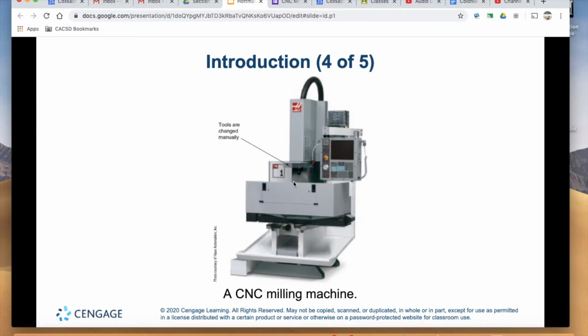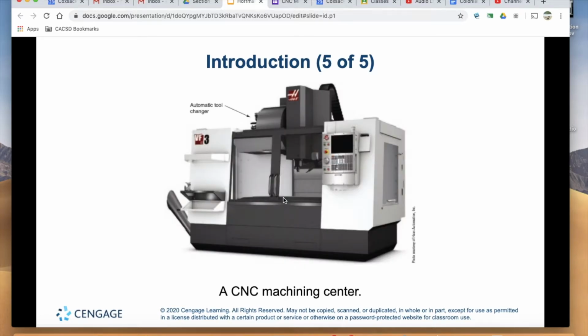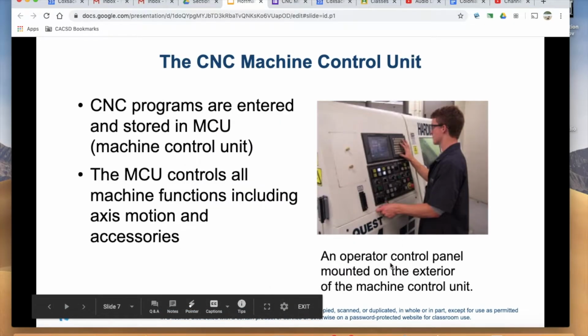Here's an example of a CNC milling machine. This is a Haas tool room mill. It does not have a full enclosure, but does have some guards for chips flying around. Example of a CNC machining center. This does have a full enclosure and an automatic tool changer. Much bigger footprint than our CNC mini mill, but very similar operation and setup.